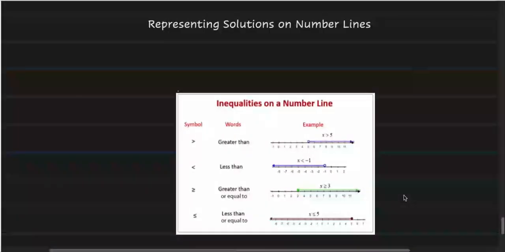Hey there. In the last three videos, we solved inequations, but how do you show the answer? How do you represent them? So we will show them on the number line.